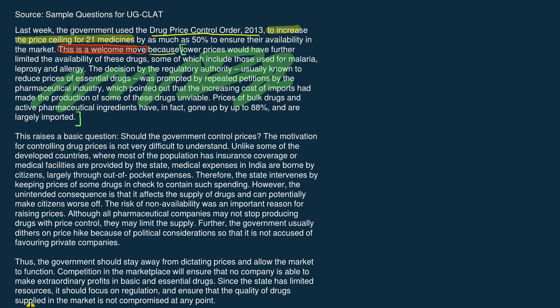This raises a basic question. I told you in the last lesson, whenever you have a question, that is going to be absolutely crucial. Should the government control prices? Now, this is like a larger question asked here. Should the government even be controlling the prices? Here the government increased the price ceiling. But in the first place, should they even control the prices? So the whole discussion is about evaluating that particular statement, that should the government control drug prices?